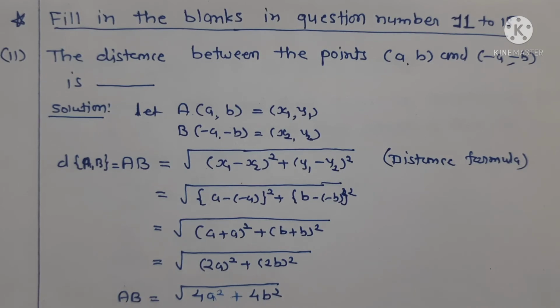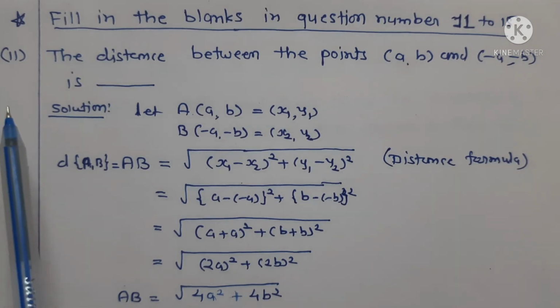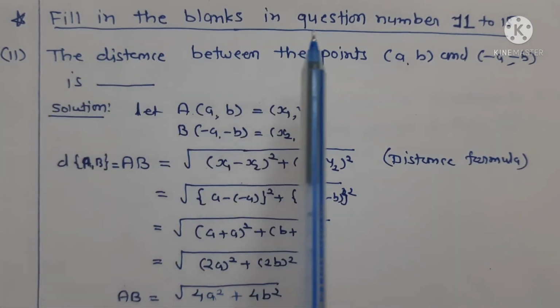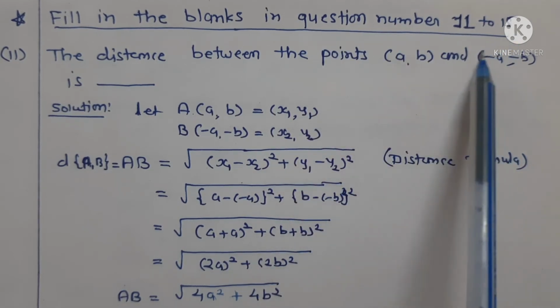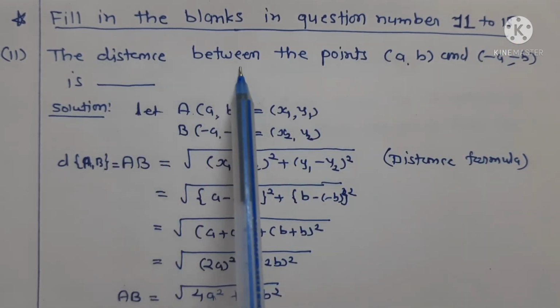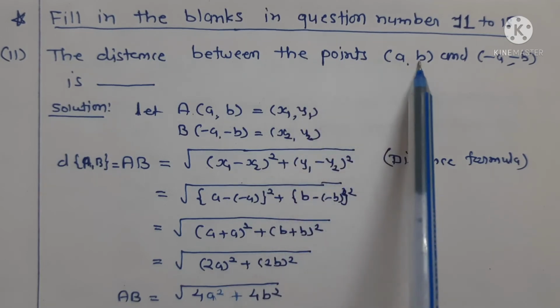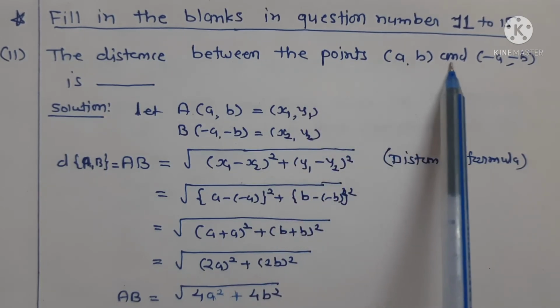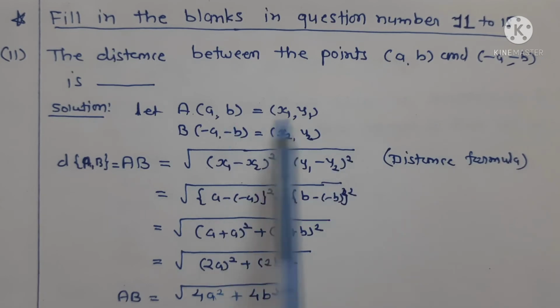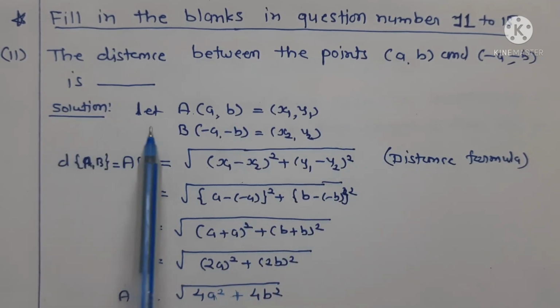Now we start question number 11, a fill in the blank. Question 11: The distance between the points (a, b) and (minus a, minus b) is dash. Now start the solution.